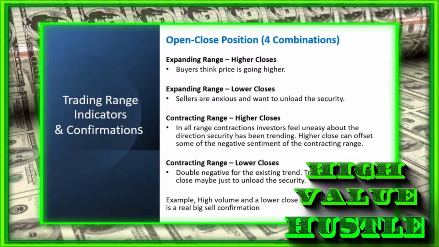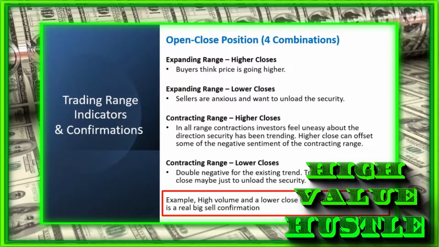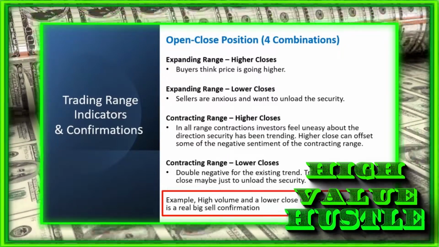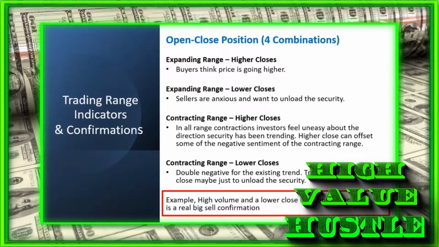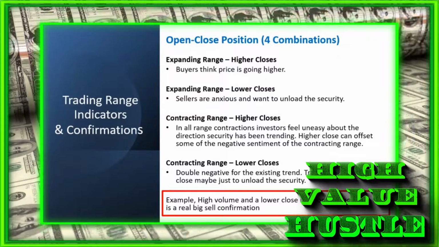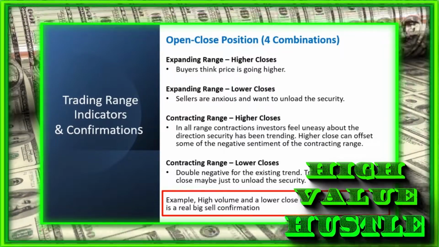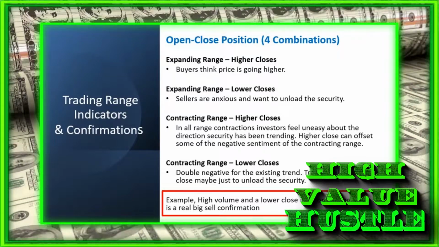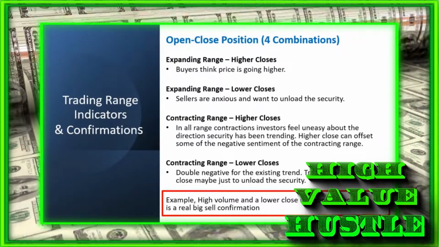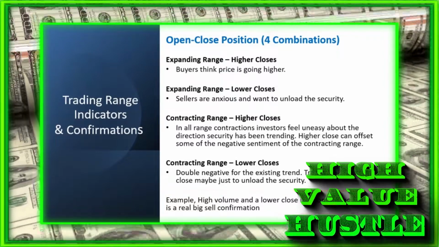These are examples where high volume and lower close in a contracting range, when you combine the two, can be a real big sell confirmation, right? High volume indicates that there's a lot more strength to whichever way the direction is headed. Lower close and contracting range shows that prices are going down. So combining them all together could be an example of a real, big sell-off in terms of price.